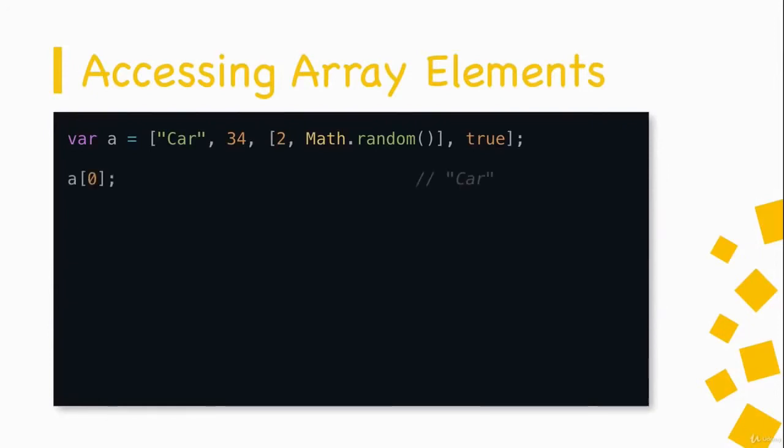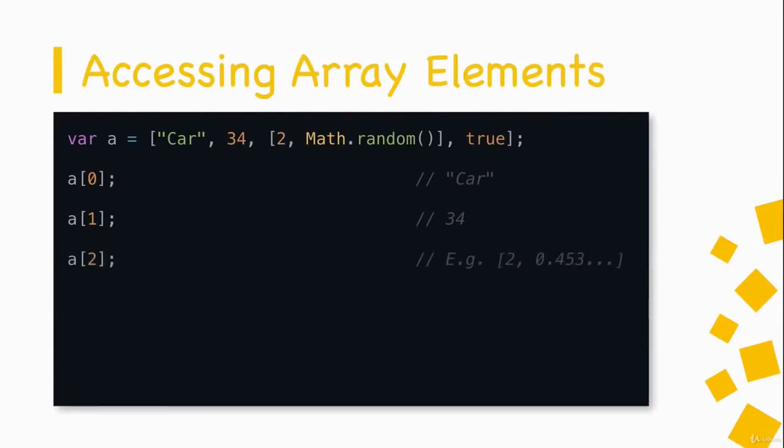So the first element has the index 0. So a[0] means we're accessing the first element. In this case, the first element is car. The string car is retrieved when we type in a[0]. Similarly, 1 means the second element because the second element has the index 1. So a[1] retrieves 34 because that is the second element.